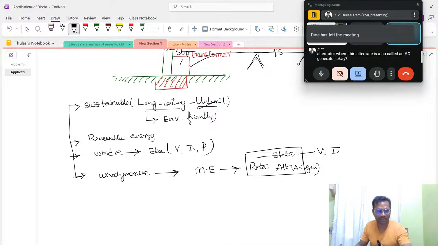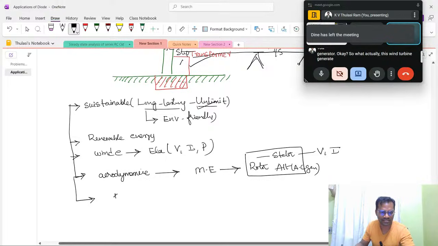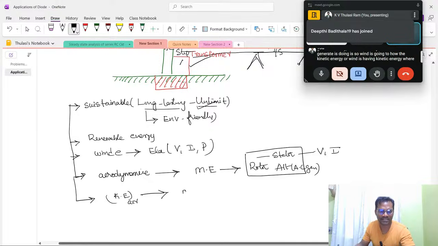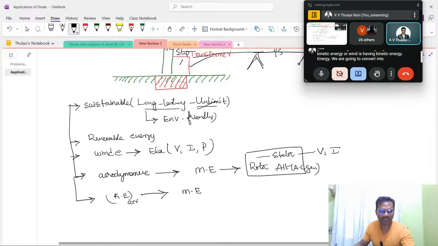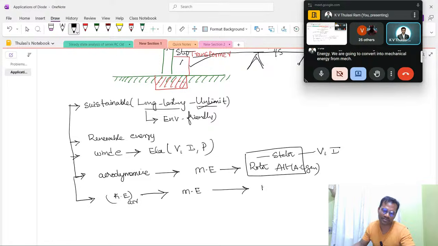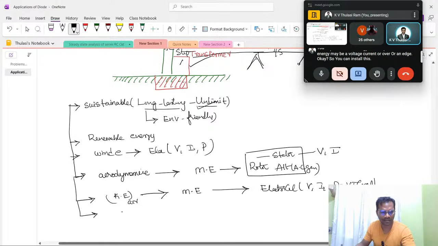So what this wind turbine generator is doing is, wind has kinetic energy, and we convert the kinetic energy into mechanical energy. From mechanical energy we get the output electrical energy. The output electrical energy may be voltage, current, power, or energy. Okay, so you can install this wind plant on roads.